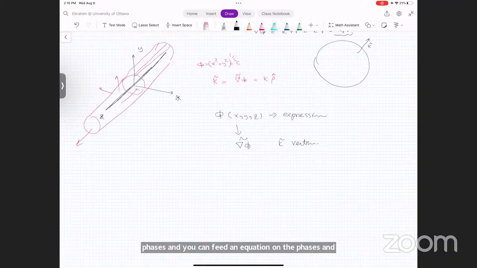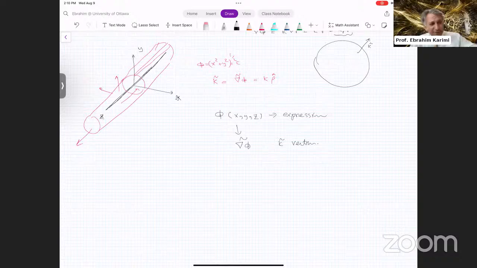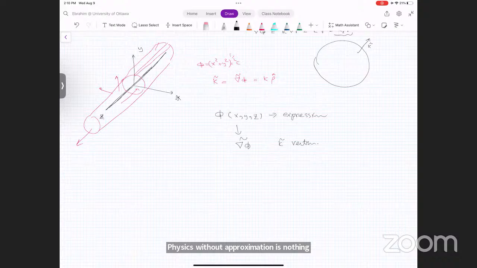Okay, thanks. That was what I was looking for. So it should be an approximation, right? Physics without approximation is nothing. Thank you very much, I appreciate it.